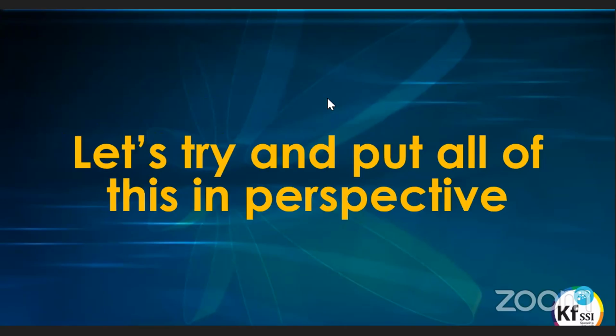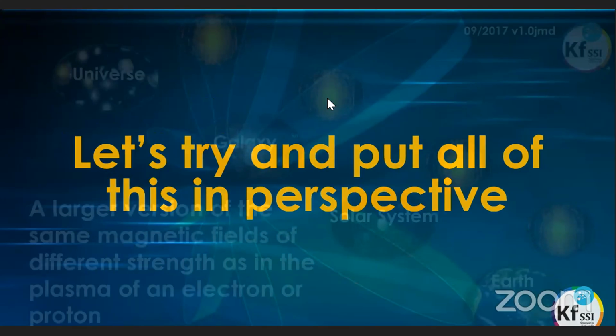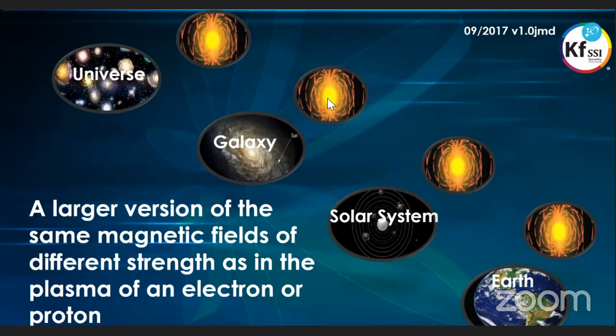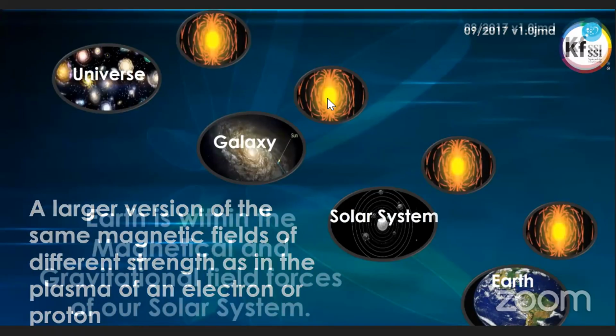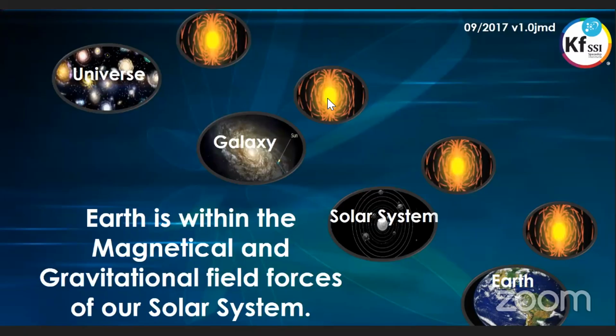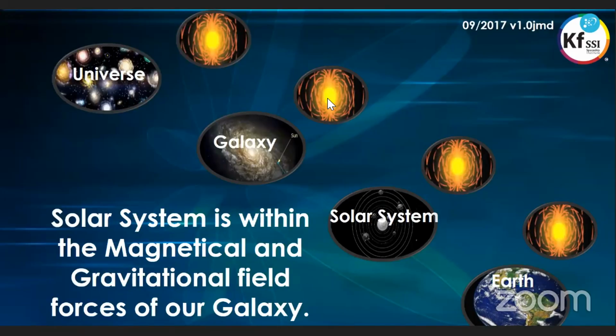So let's try and put all of this into perspective, a different point of view that we can maybe understand a bit better. Here we've got, as we've said, the Earth, our solar system, galaxy, and universe, all as plasmas. So it's just a larger version of the same magnetic fields of different strength as in the plasma of an electron or proton. But an important thing that we have to understand is that Earth is within the magnetic and gravitational field forces of our solar system. And our solar system is again within the magnetic and gravitational field forces of our galaxy.